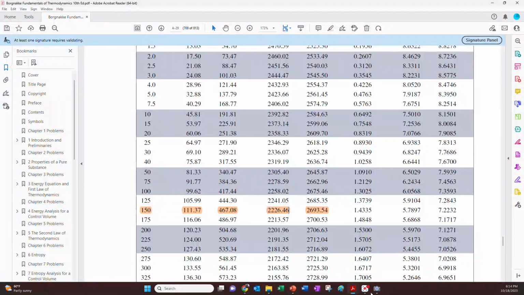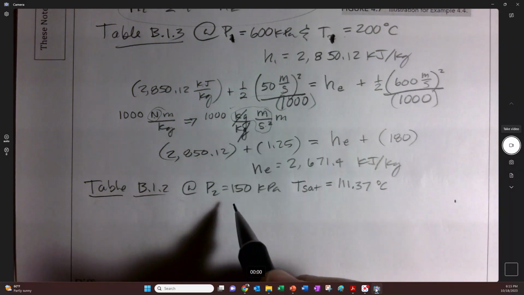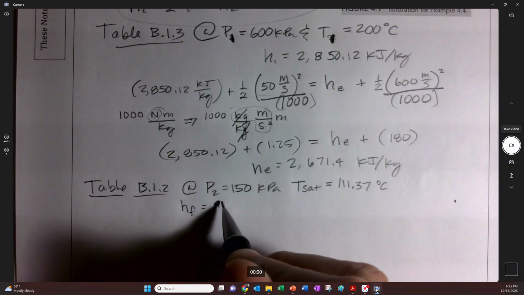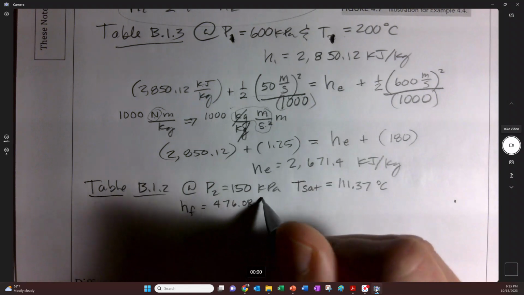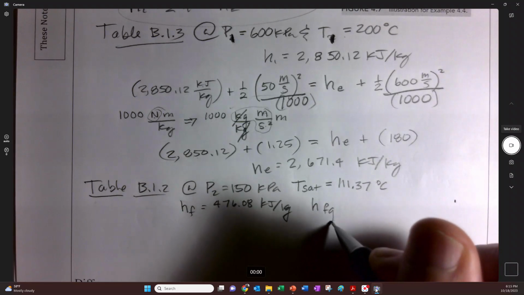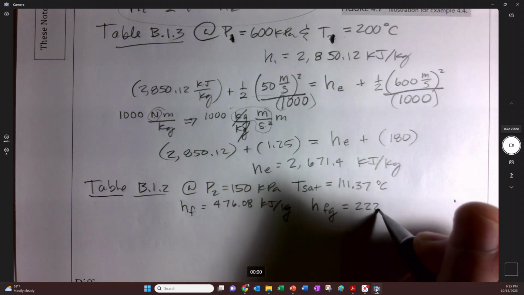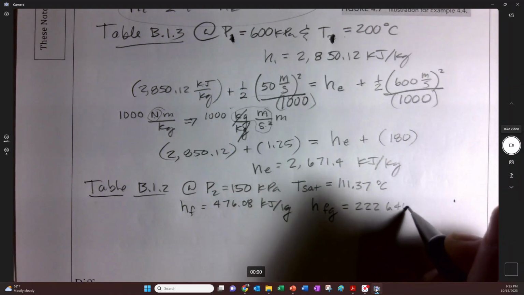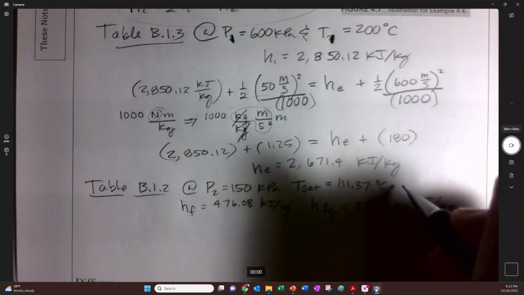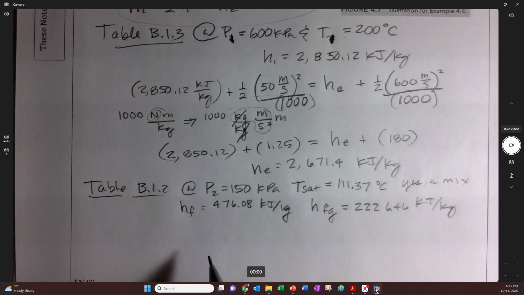So let's write all these numbers down. We're going to have an HF equal to 467.08 kilojoules per kilogram, and then HFG. We could write down HG as well if we wanted to, but by inspection we saw that it was going to be a mix, without writing it down.